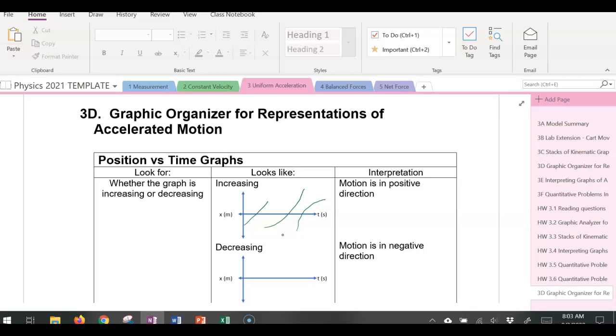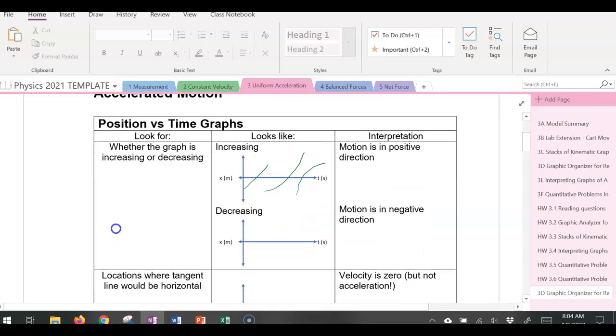By the way, I am drawing my graphs so that they cross the x-axis, because the position of these graphs makes no difference to how you interpret it. As long as the graph is increasing in some way, whether it's linear or curved, you know that the object is moving in the positive direction.